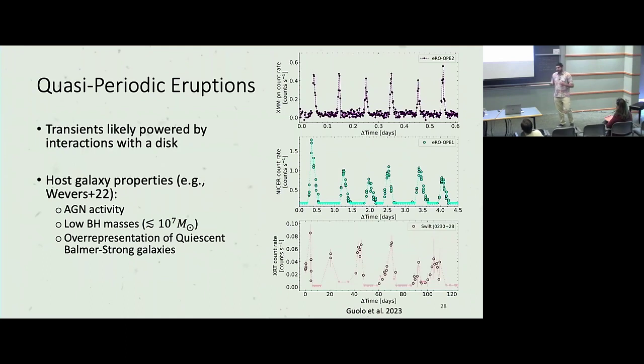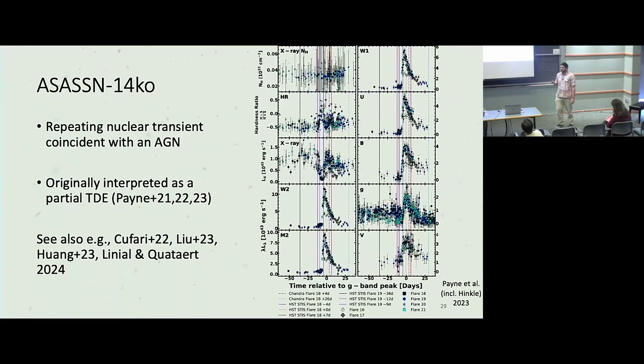And so perhaps, even though the physics is very different, QPEs might give us an interesting context to understand ANTs being a very different phenomena. But AGN plus TDE activity is contributing in both cases. And then, of course, we have the one example of an optical QPE, if you want to call it that, ASASSN-14ko, which is potentially consistent with a repeating partial TDE, although a lot of people in this room have done work to understand it in more detail.